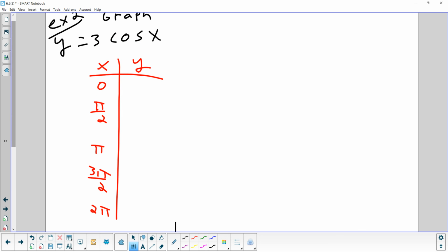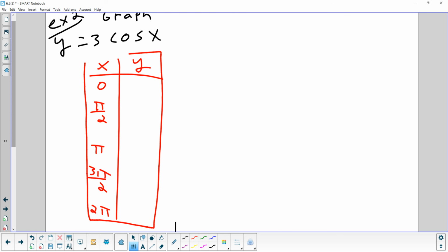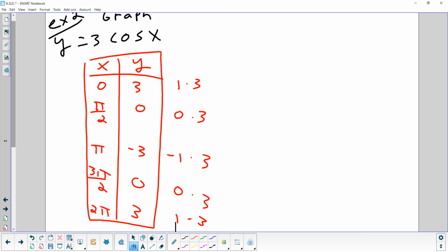And just off to the side, what I'll do is put my original y values for cosine. And Caleb, what are my original y values for cosine? 1, 0, -1, 0, 1. All right. And now, Madison, what am I going to do to all those y values? Multiply by 3. Yeah, they're all going to get multiplied by 3. So I have 3, 0, -3, 0, 3. And there's your table.